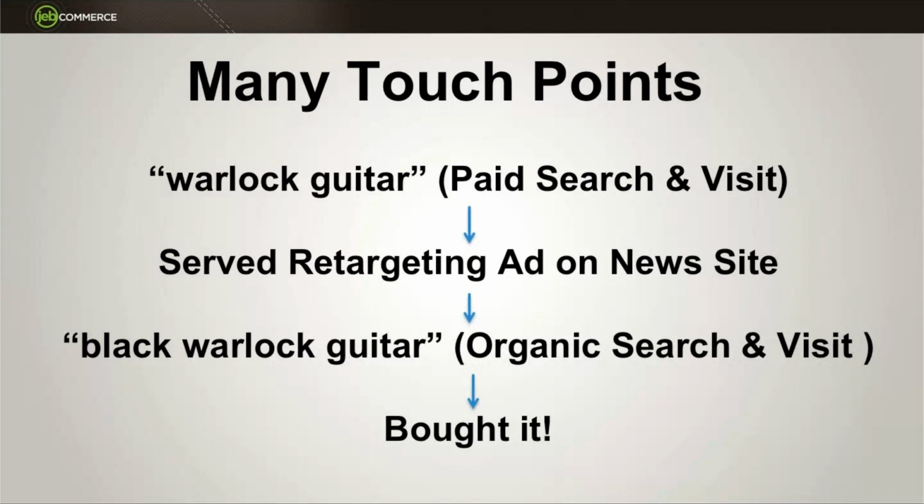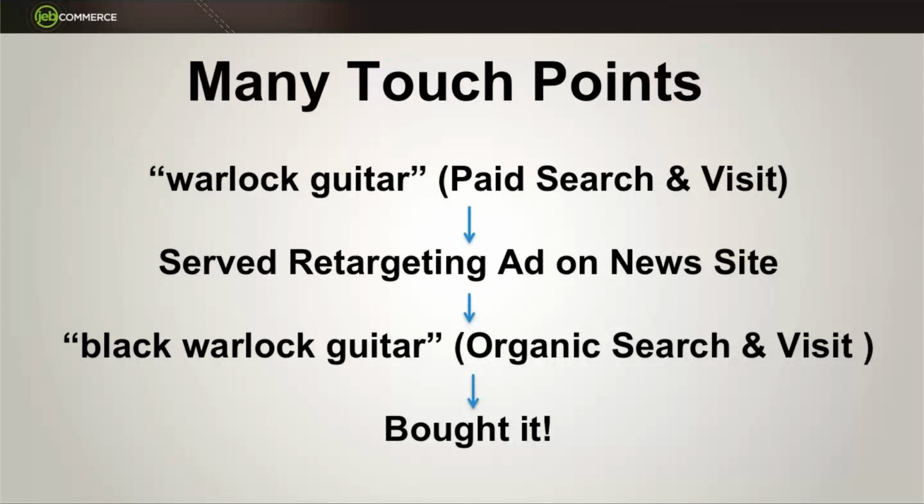I looked up Warlock guitar, I clicked on a paid search ad, and I visited the site. I learned some stuff about it. I learned that I wanted a black one instead of a red one, or I wanted a large one instead of a small one. But I didn't buy it at that time. I'm still in the research phase. Then I was looking at a site, CNN, some similar news site, and I was served a retargeting ad from the same company because I've been on their website before. Now there's an ad on the side that has not the same kind of guitar, but a similar guitar. And I was reminded of these guys. I didn't click through, but it was kept relevant in my world due to this ad showing up on this site.